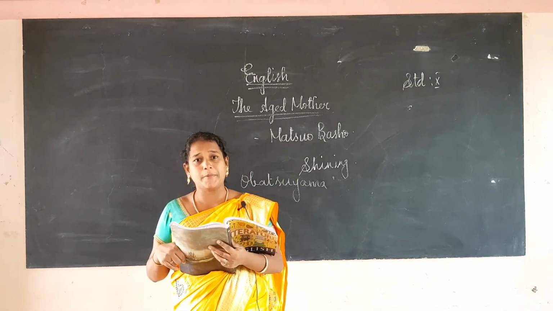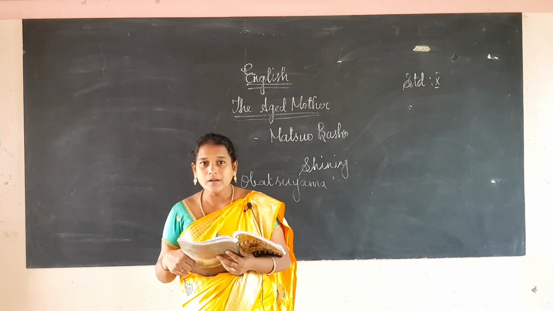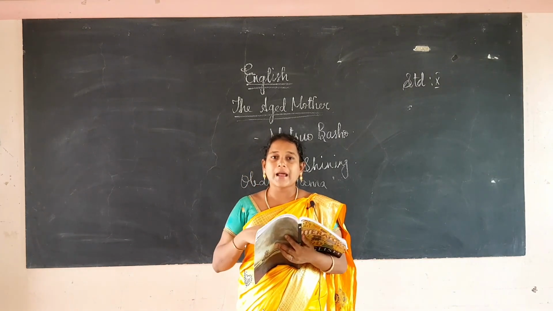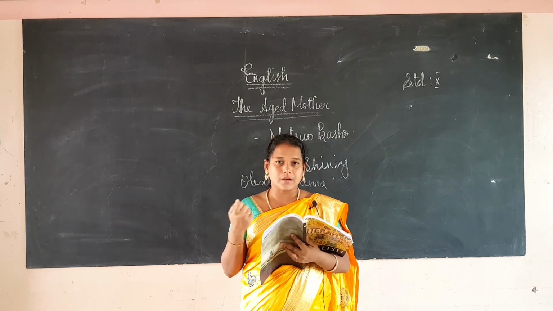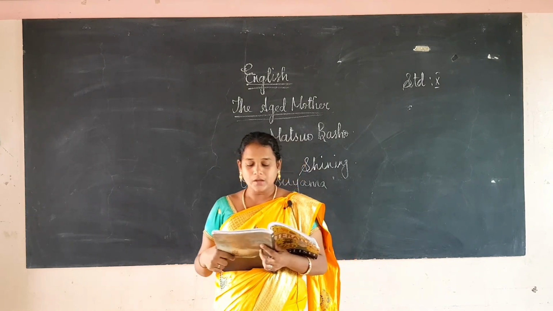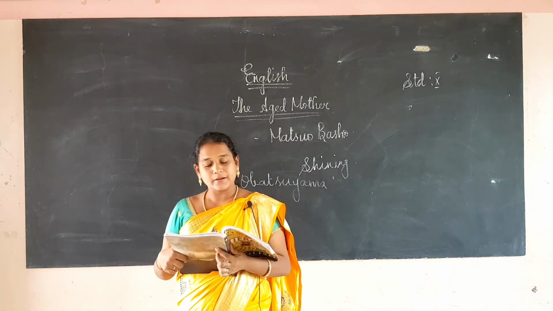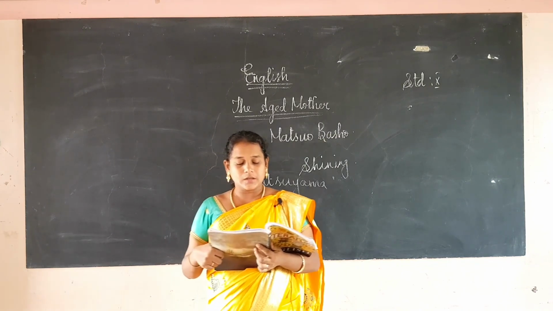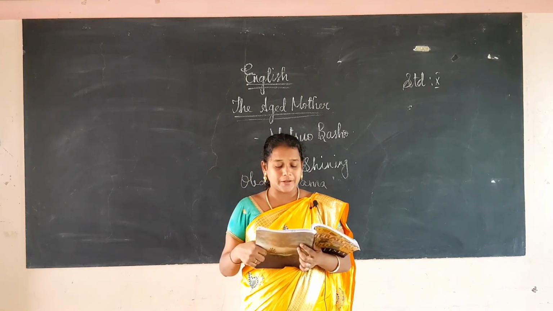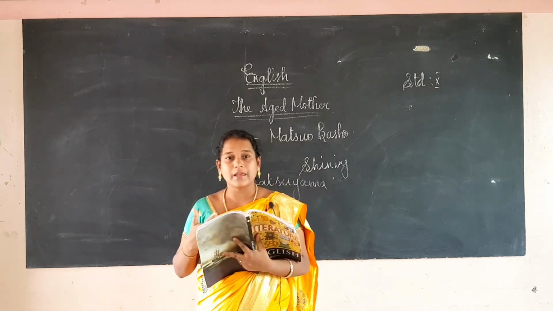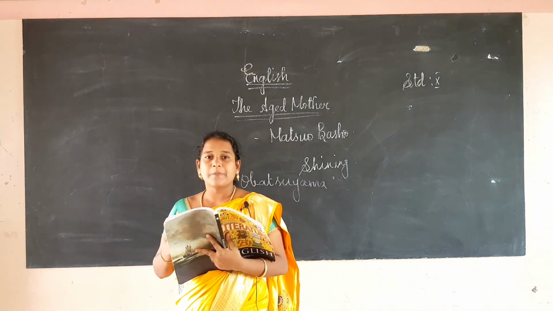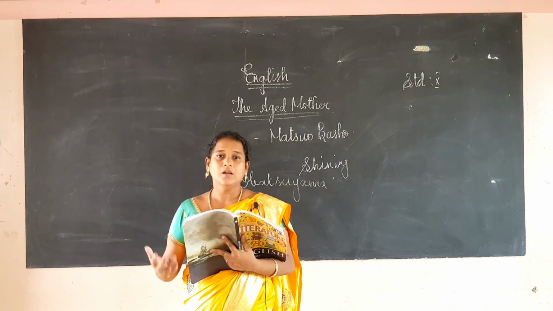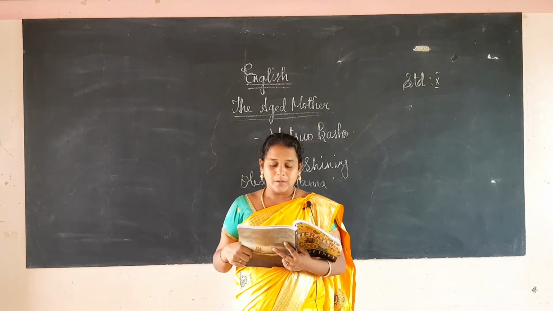S-T-O-O-P-I-N-G. It's not stopping, it's stooping. So he wrapped her with the coat, the overcoat. He is covering his mother's shoulder with the padded overcoat which he had. With tearful eyes and aching heart, he said farewell. Aching means painfully. Painfully he is saying goodbye to his mother.